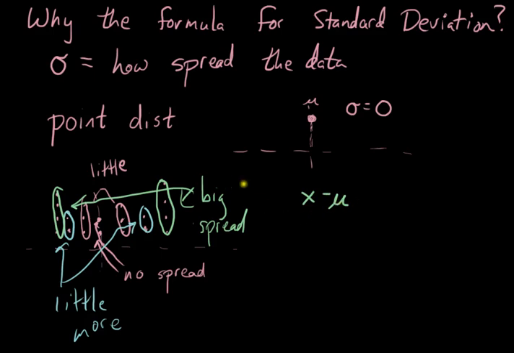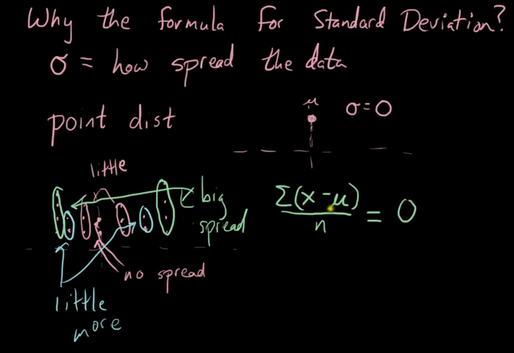Now, if we just say, okay, let's just take these differences, x minus mu, and average them. So we add them up and divide by how many they are. Here we've got a problem. If we do this, we're going to get 0, for a very simple reason.